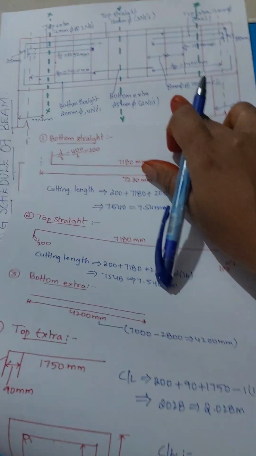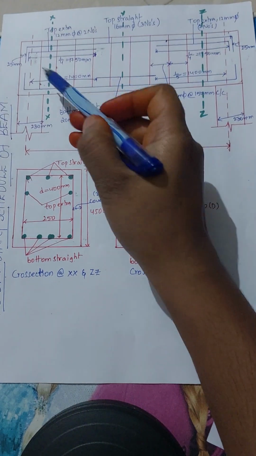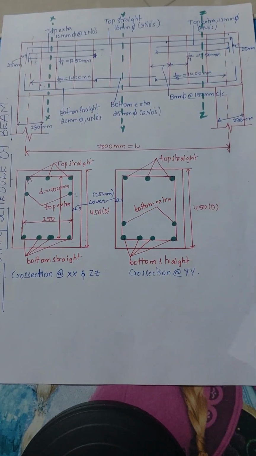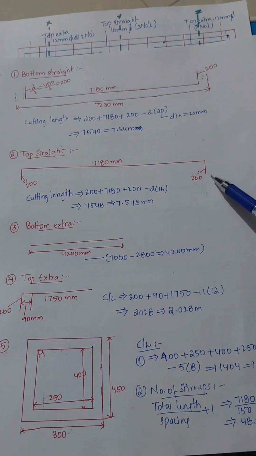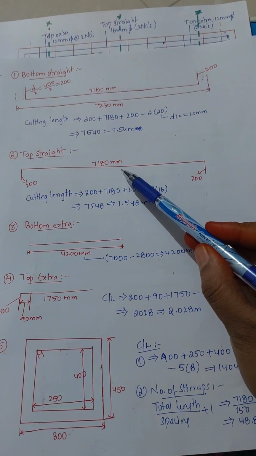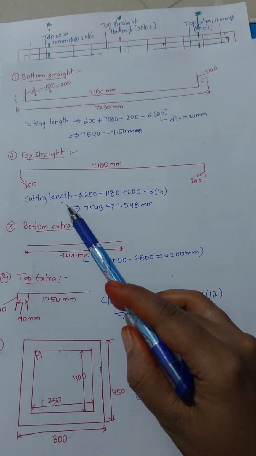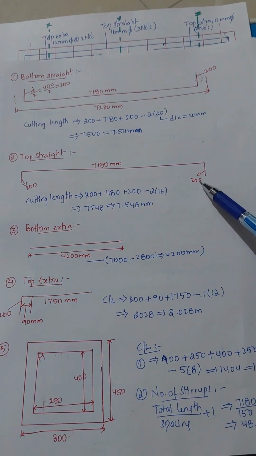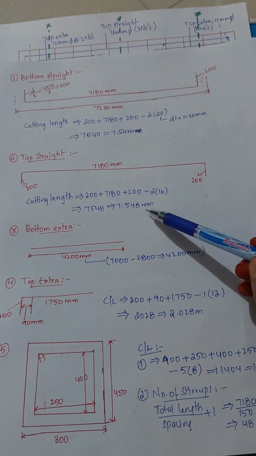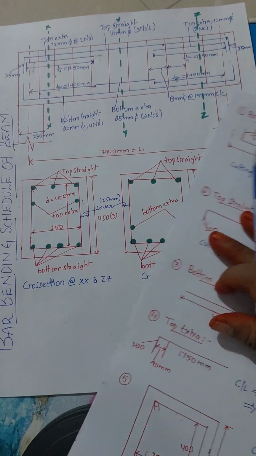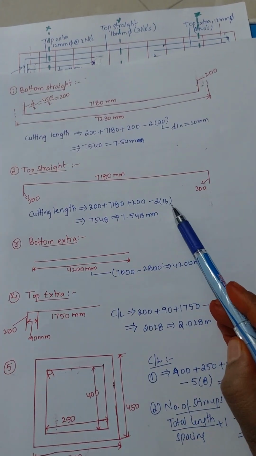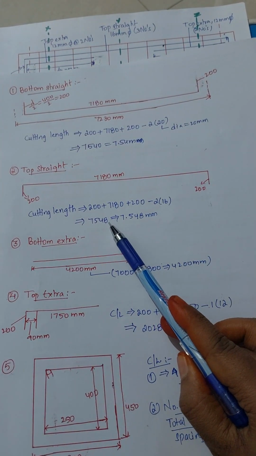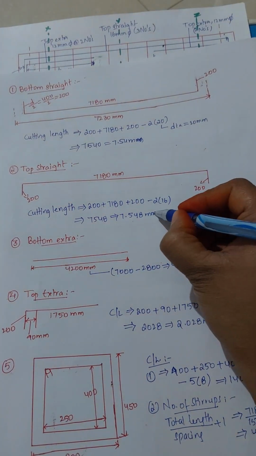So here you can see in top straight it is provided as top straight, this portion. So this portion we have to calculate. This would be d by 2, which is 200 mm, and here it is also d by 2, which is 200 mm, and the length is 7180 mm. So we will find the cutting length. So this 200 plus 7180 plus 200 minus, this is a 90-degree bend, so 2 into dia. Here for top straight we are providing 16 mm dia, so 2 into 16. So that we will get 7548, that will be 7548 mm.